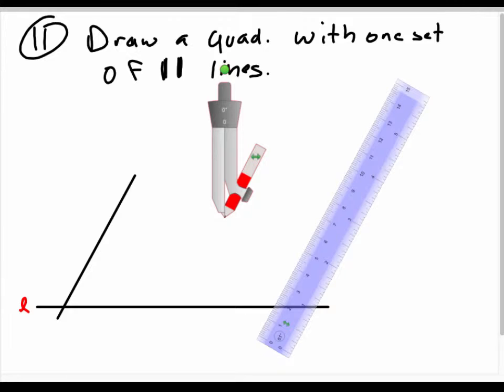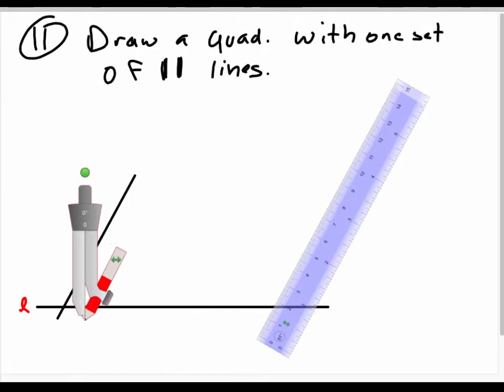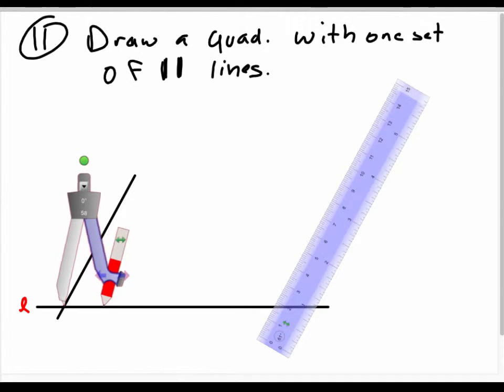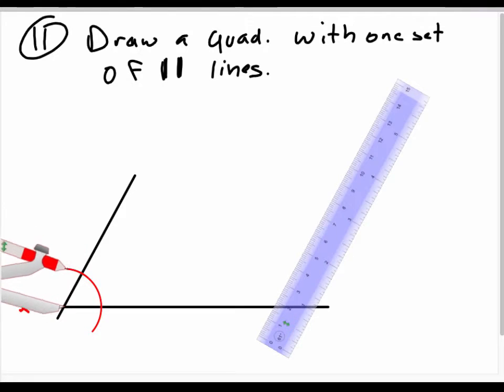Okay? So to use the corresponding angle one, remember, at this little intersection, I'm going to put the pointer of my compass there, right at the intersection as best I can. And then I'm just going to draw an arc, like so.